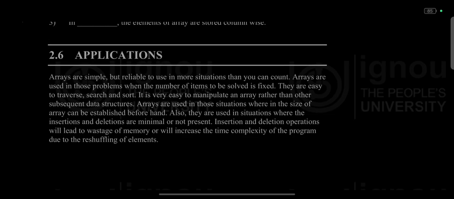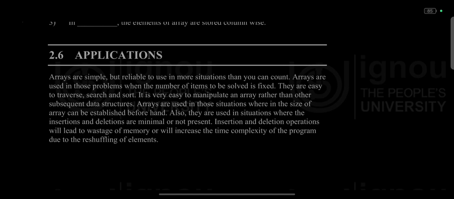2.6 Applications. Arrays are simple but reliable to use in more situations than you can count. Arrays are used in those problems when the number of items to be solved is fixed. They are easy to traverse, search, and sort. It is very easy to manipulate an array rather than other subsequent data structures.